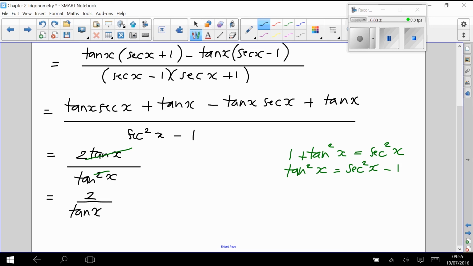If you take a look, this is still not what I wanted in my answer, but 1 over tan x can be written as its reciprocal, and the reciprocal of tan x is cot x. And so instead of writing it as 2 over tan x, that's the same as 2 times cot x. This is what I wanted, and so I have arrived at the right-hand side and proven the identity.